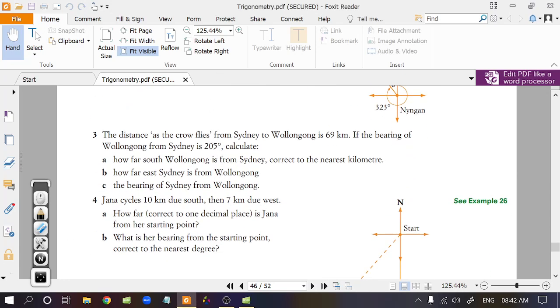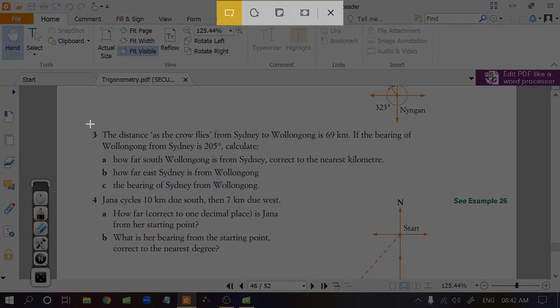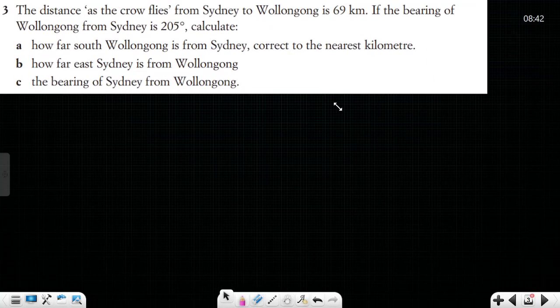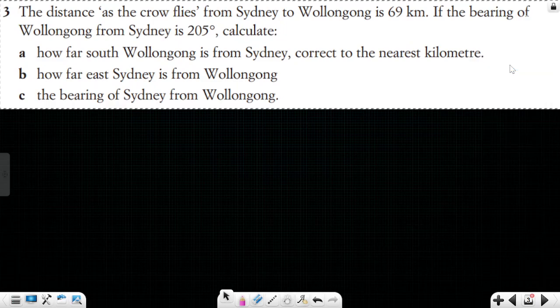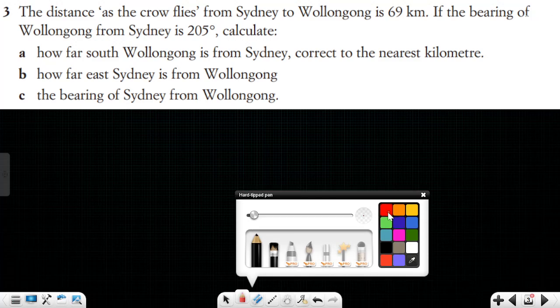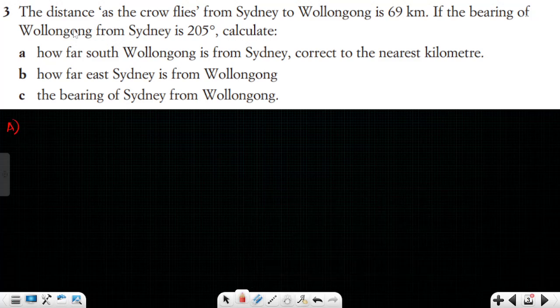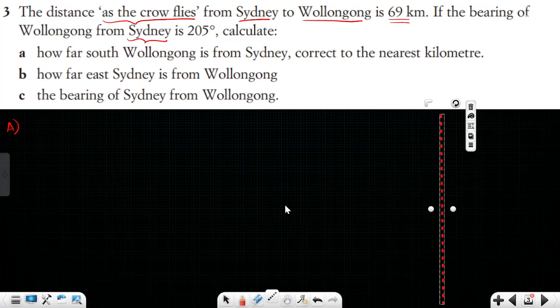Now, third question. All the answers, please check with the backside key whether we are going right or not. Please check it once. Now, here, see this third question. What they're saying, the distance as the crow flies from Sydney to Wollongong is 69 kilometers. If the bearing of Wollongong from the Sydney is 205. Okay, first of all, since he is saying it from Sydney, you should take this axis. Diagram is not given for us, we should draw the diagram.